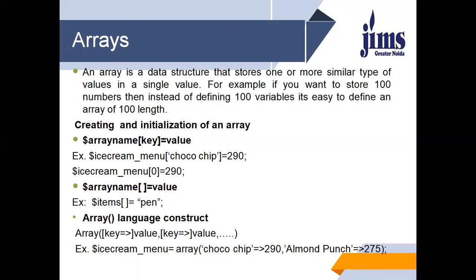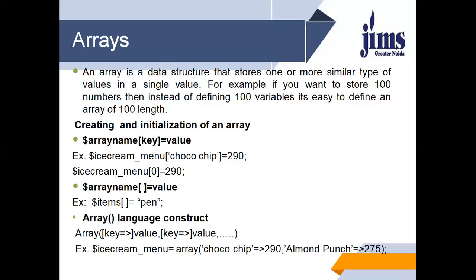So how to create and initialize an array? We create an array in the following way: dollar array name, and then square brackets, you write key equal to value. For example, if we have the array name ice cream menu and the key is choco chip and the value is 290. So this is how you can create and initialize the value of an array. Here the array name is ice cream menu, key is choco chip and value is 290.